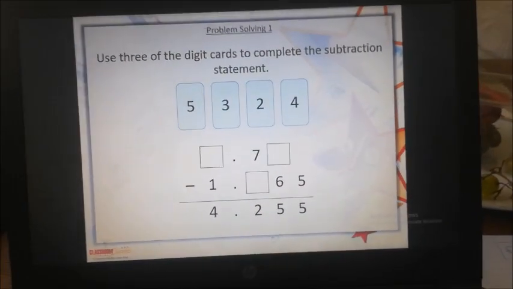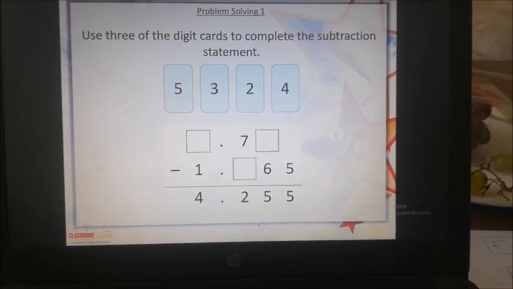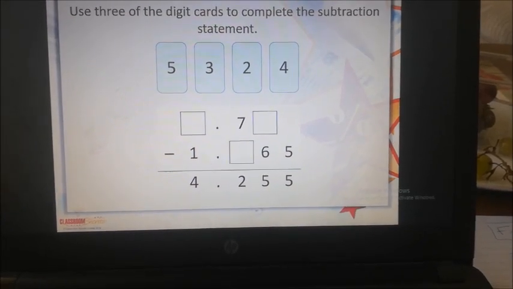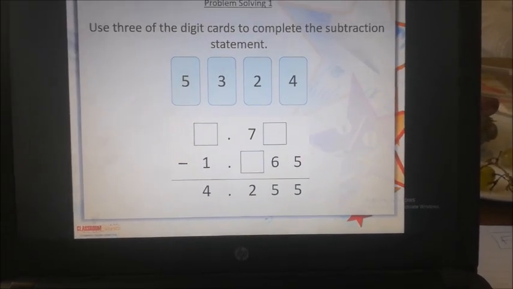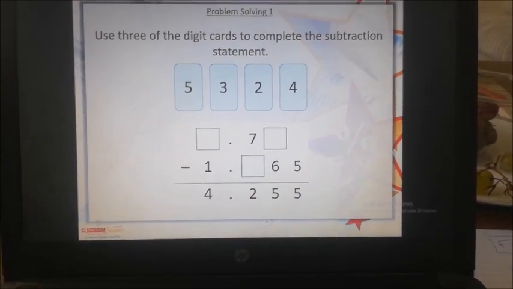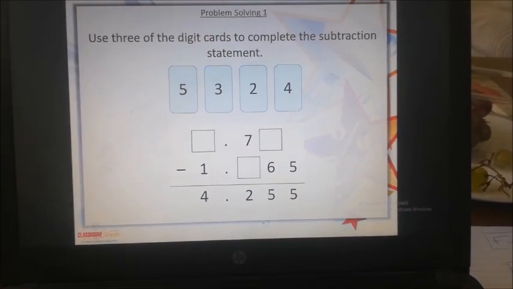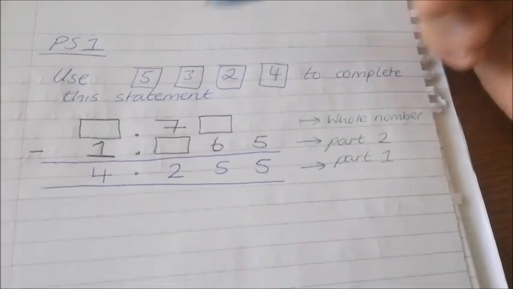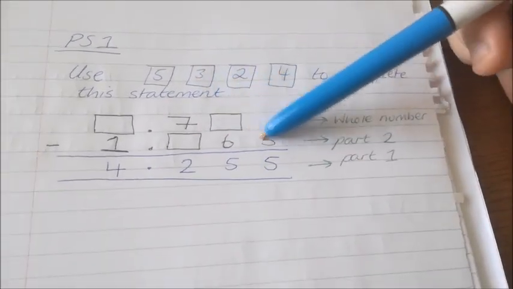This one here is particularly hard, so we're going to go through this one together. Use 3 of the digit cards to complete the subtraction sentence. Now, it's set out in a way that it's trying to catch you out. So this is what we're hoping you can identify from today. I've written it on my piece of paper too. So this is problem solving 1. These are our cards and we need to complete this statement.